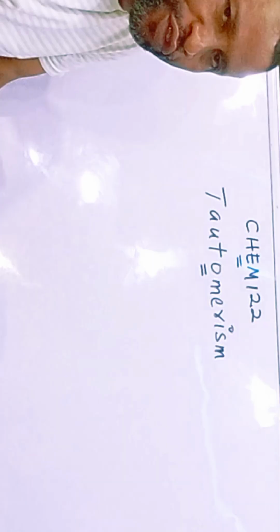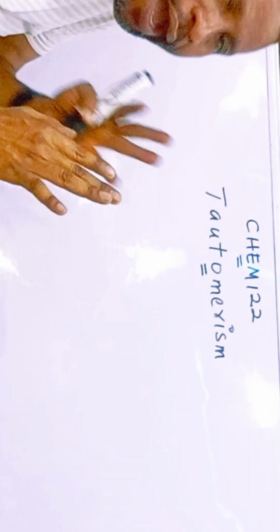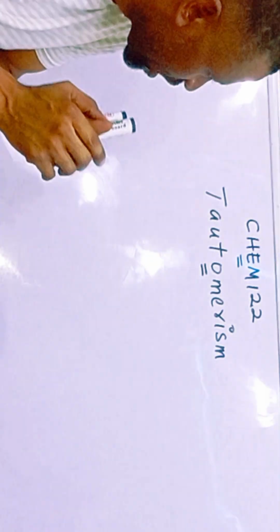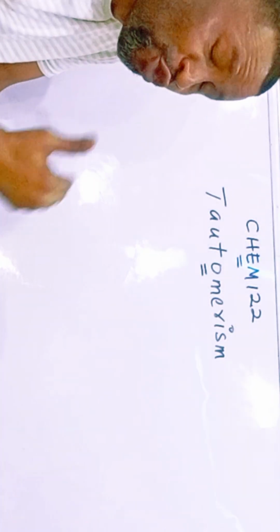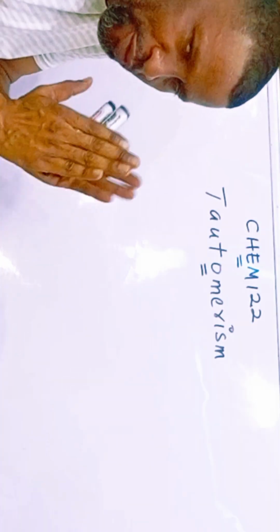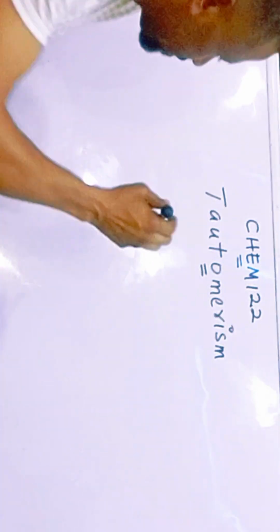Chem 122, second semester organic chemistry course. We have been discussing isomerism. Now we have gotten to the stage we call tautomerism. Tautomerism does not mean what it sounds like. I need you to pay special attention. Class, take a close look at this.